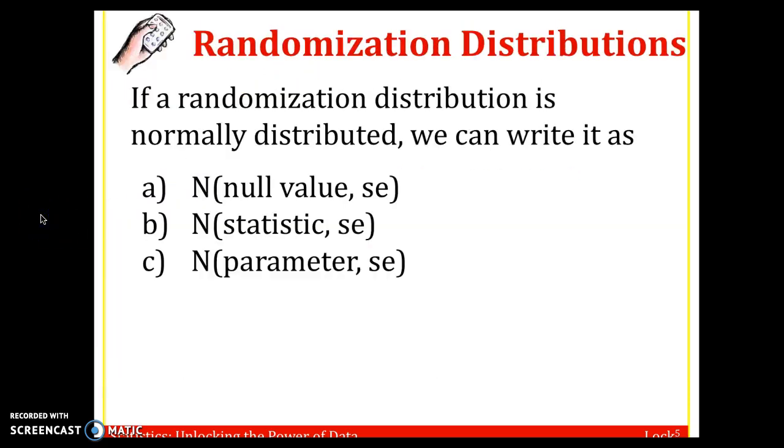All right. So just as a quick review, if a randomization distribution is normally distributed, how can we write that? N stands for normal distribution, null value, standard error: statistic, standard error, parameter, standard error. When I click my button, it is a normal distribution. The null value, because in hypothesis tests we assume the null is true, so that should be the center. And then we have that standard error, which is just the standard deviation of the statistic.